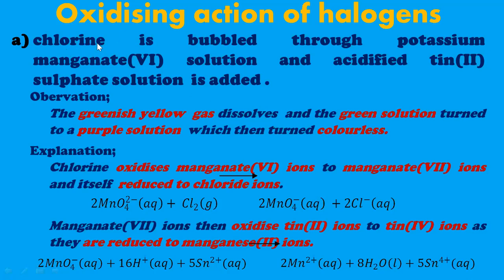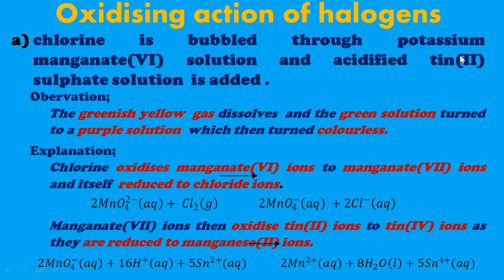So the other oxidizing reaction of chlorine is seen here. We are bubbling chlorine through potassium manganate 6. This is not manganate 7. It's manganate 6. What everybody should be aware of is that potassium manganate 6 is a green solution, whereas potassium manganate 7 is a purple solution. So what will happen here is that this green solution will turn purple. Why does it turn purple? It's because chlorine is an oxidizing agent. It oxidizes the manganate 6 ions to manganate 7 ions, which are purple.